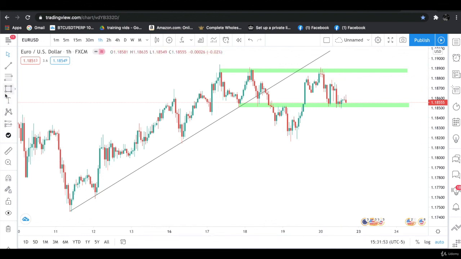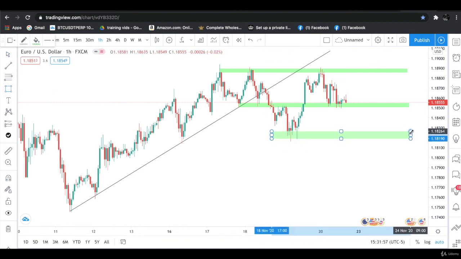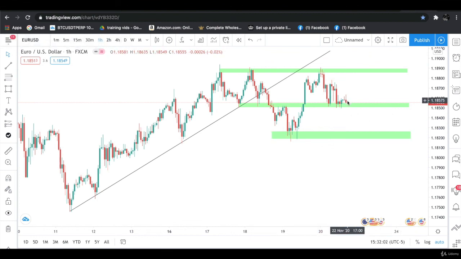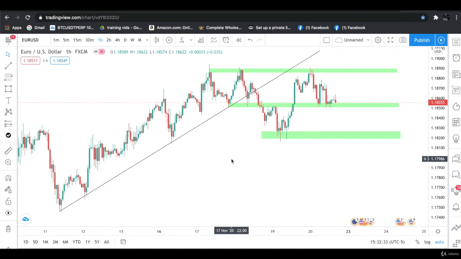We got another support level over here. We have to keep eye on the breakout or the breakdown. We have to keep eye on the support and resistance level now. If this support gets broken, we have another support over here. So this is how you use trend lines.